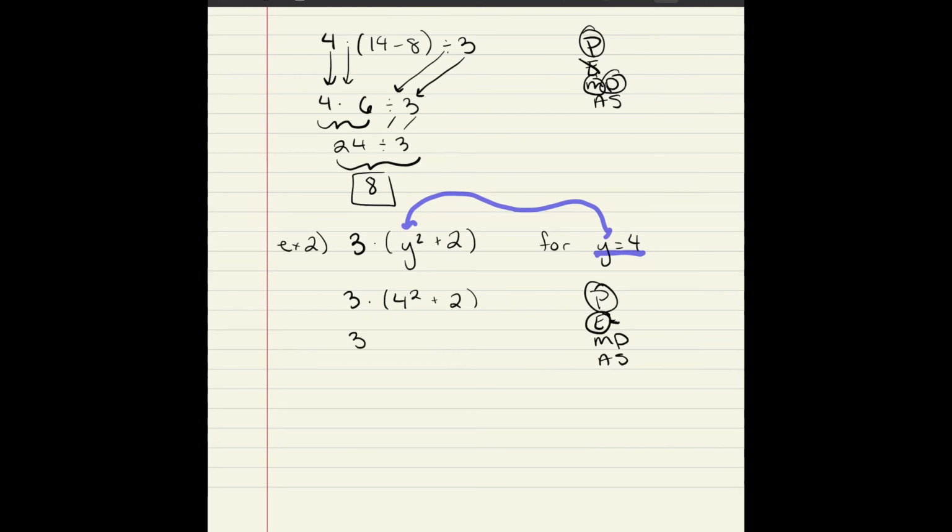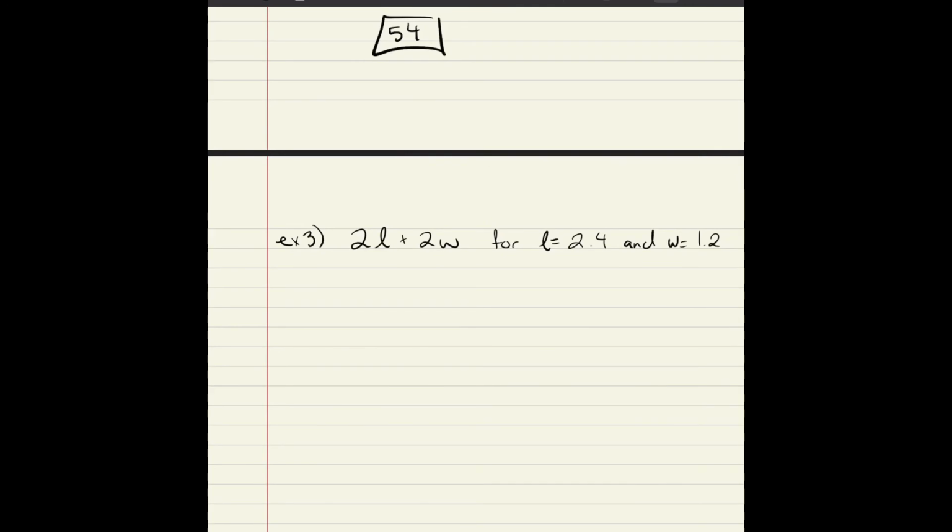So I'm going to rewrite what I'm not going to use. 4 times 4 is 16 plus 2. Now I can move on to my addition inside my parentheses. So I'm not going to use the 3. 16 plus 2 is 18. So 3 times 18 equals 54.